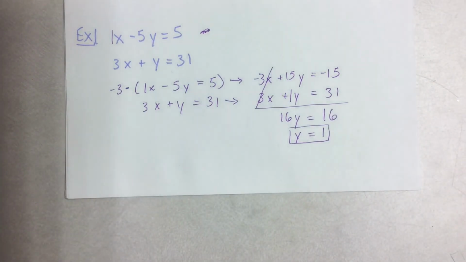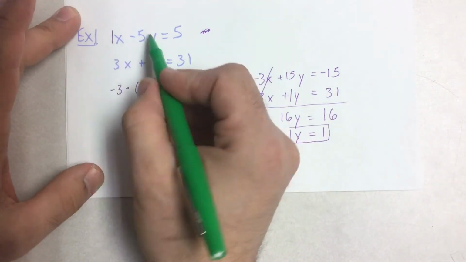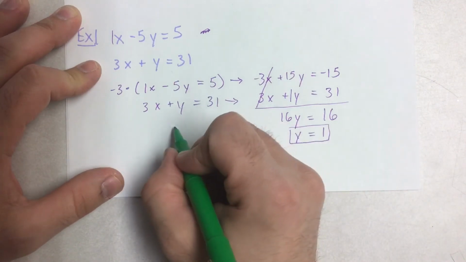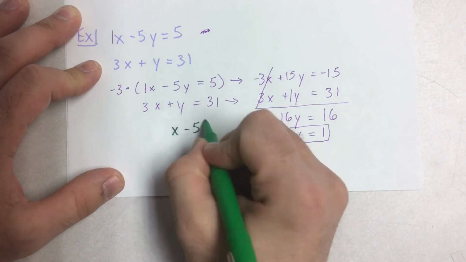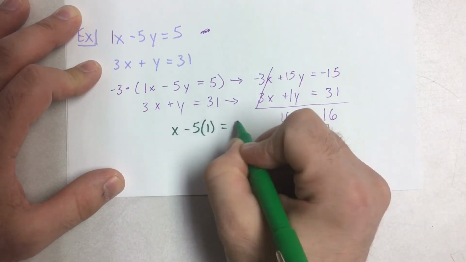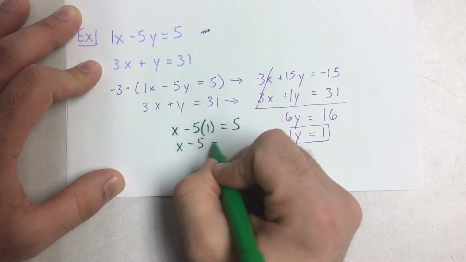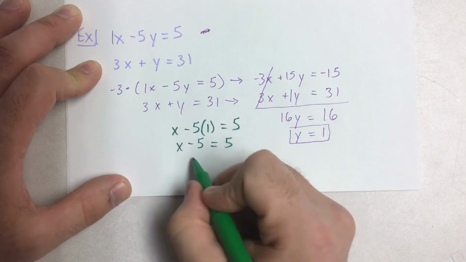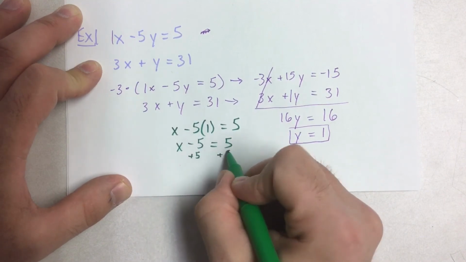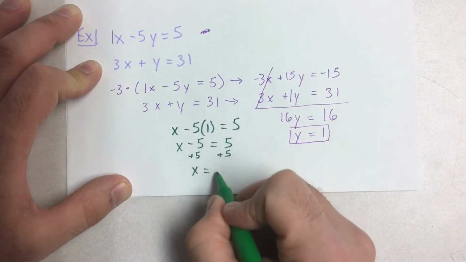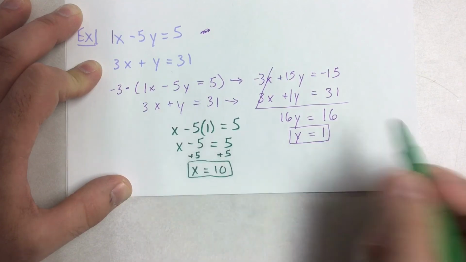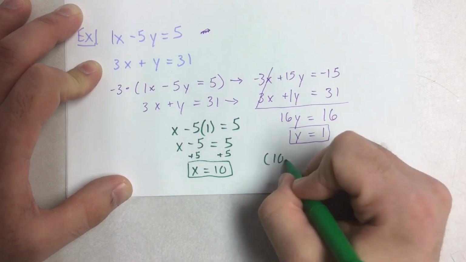We place this back into our original, so I'm going to use just our first one before we modified it. So we get x minus 5 times 1 equals 5. Okay, so x minus 5 equals 5. We have to add 5 to both sides, being negative. And we get x to be 10. So our solution to this system is (10, 1).